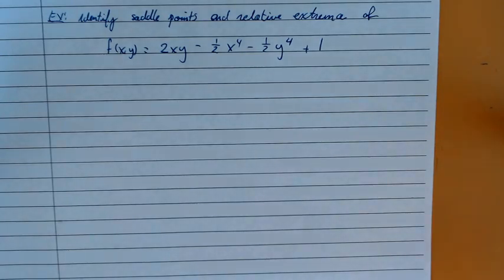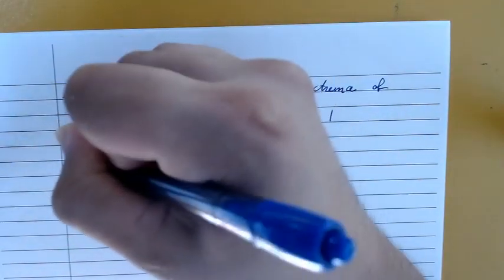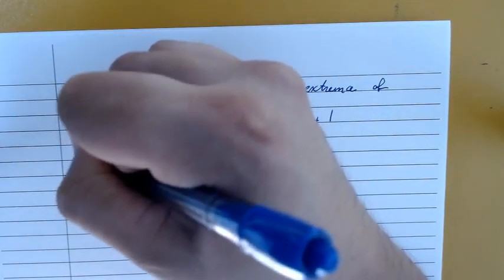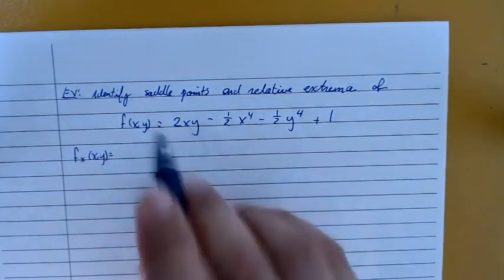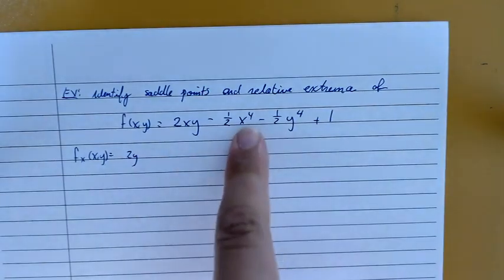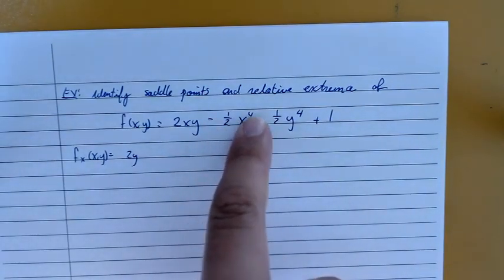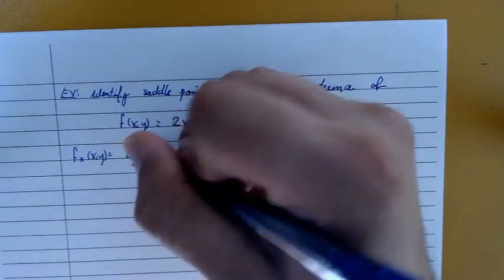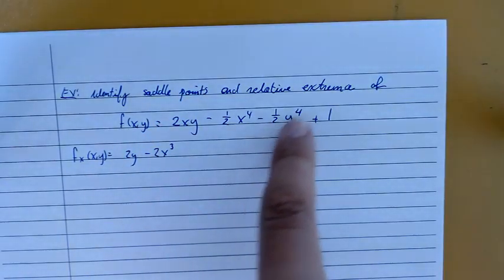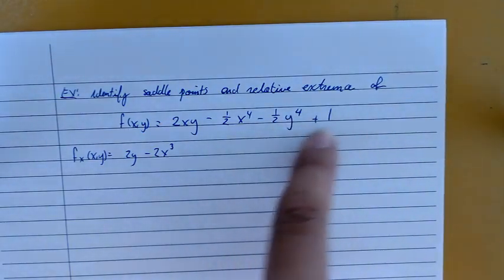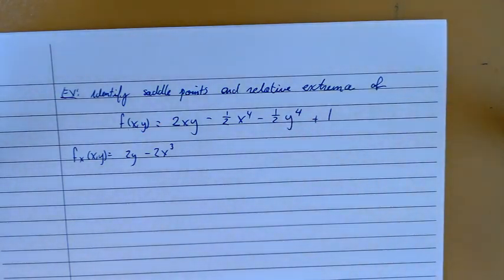All right, so we're going to start by taking all of our partial derivatives. Let's start with the first order partial derivatives, f sub x at (x, y). The derivative with respect to x, that'll be 2y, minus 4/2 x to the 3rd, or in other words, 2x cubed. Here, the derivative with respect to x of these is just 0, since they're constants with respect to x.